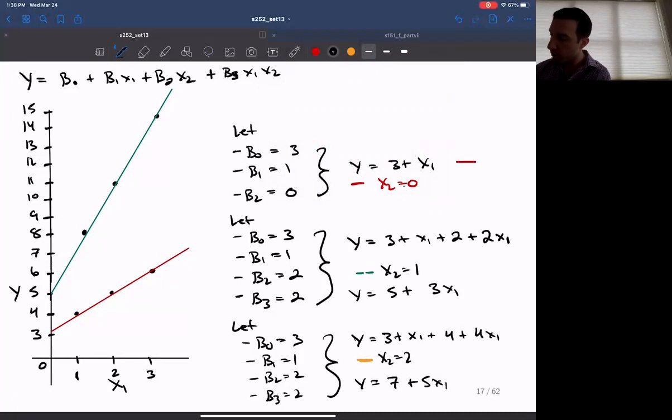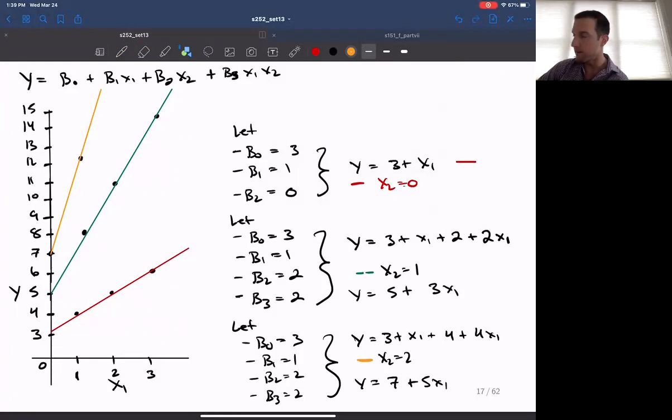So I'm going to run out of room here, but you can see we're starting at 7. And then when x1 is equal to 1, we have 12. And then when x1 is equal to 2, you have 17, which is going to be way up here somewhere. So you can see again that the influence of the interaction is to push that slope up and up and up, which dramatically changes the effect of the line.